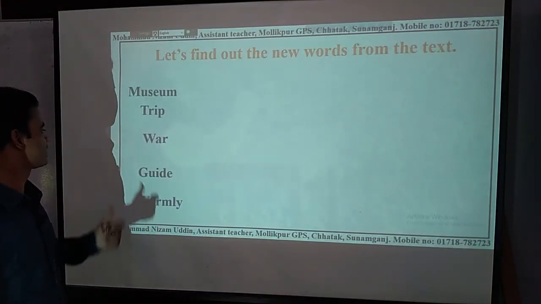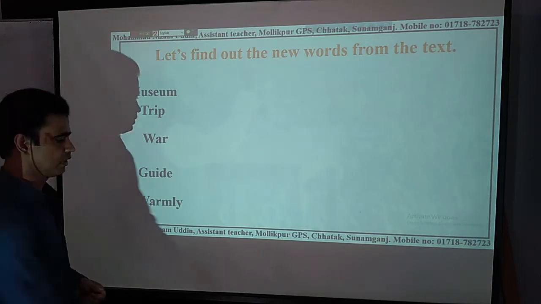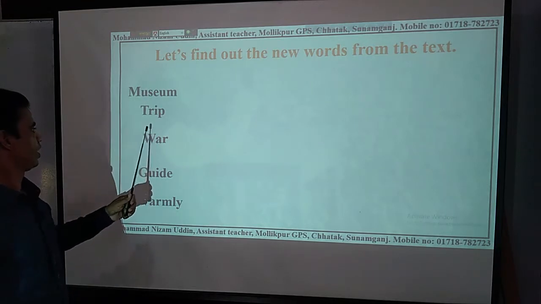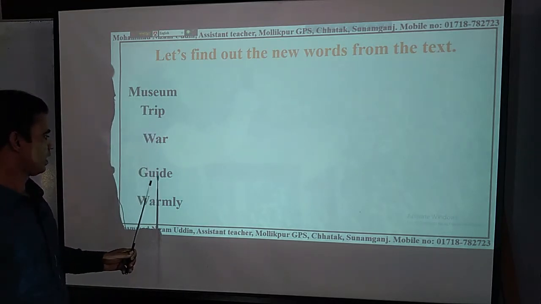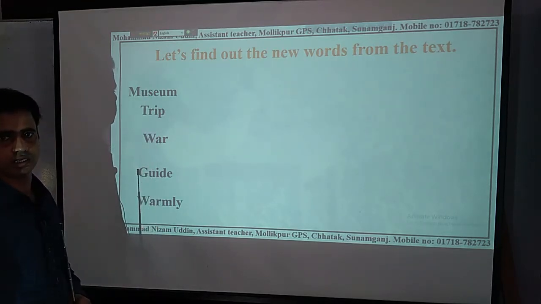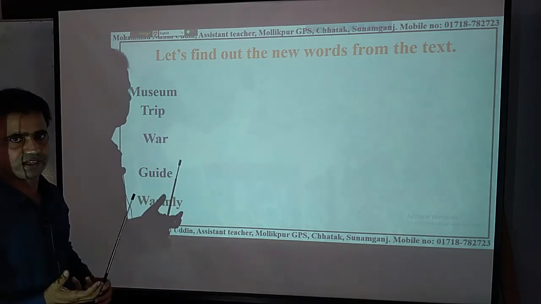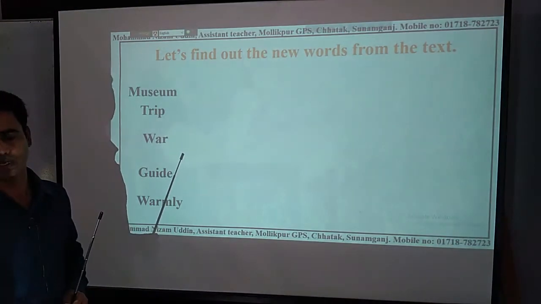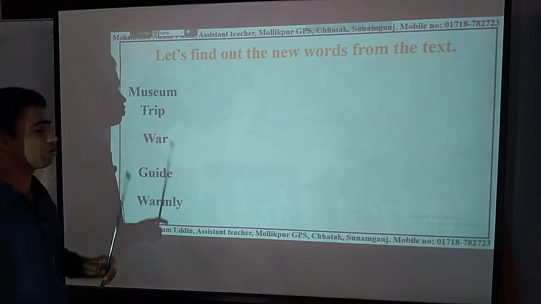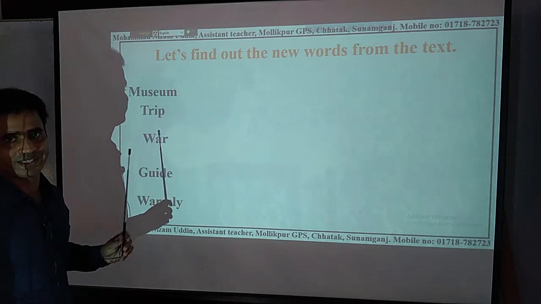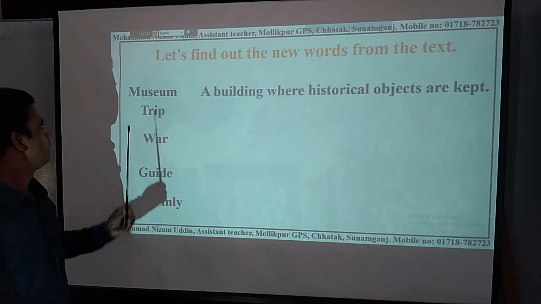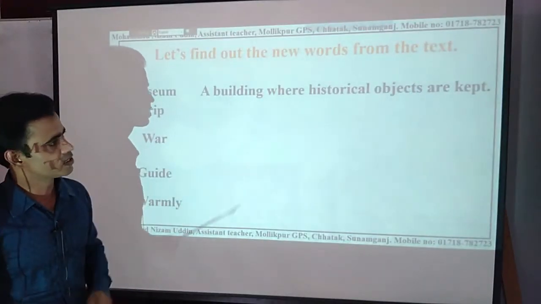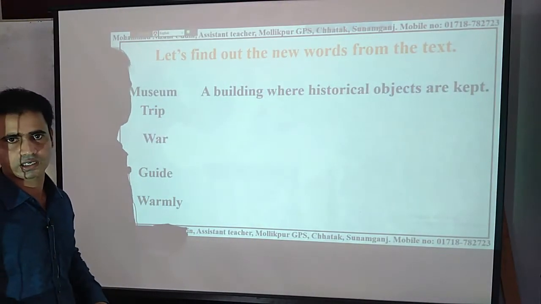Here you can see some new words. These are museum, trip, war, guide, worldly. Now let's see, what do they mean? What are the meanings of these words? Let's see. Museum, that means a building where historical objects are kept.